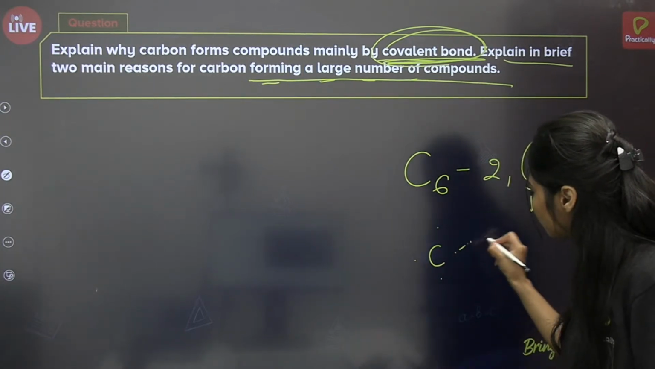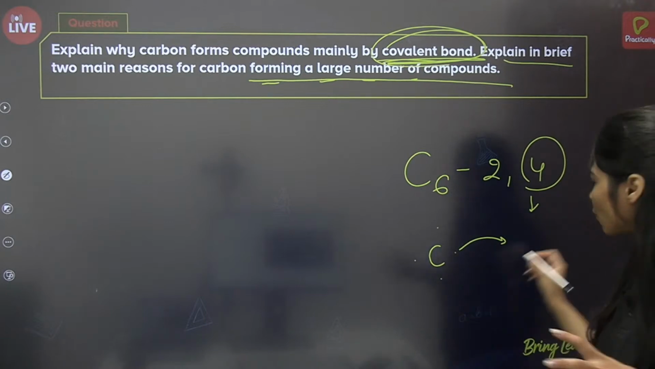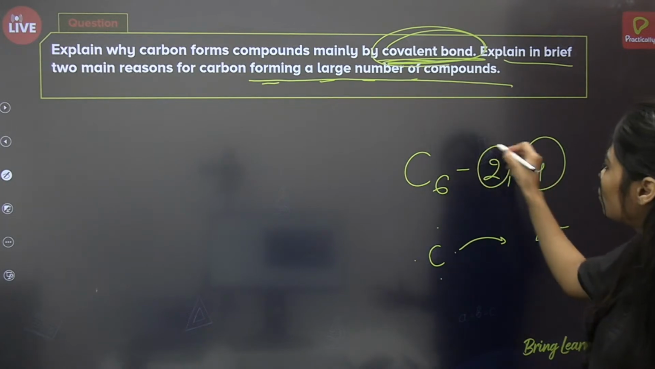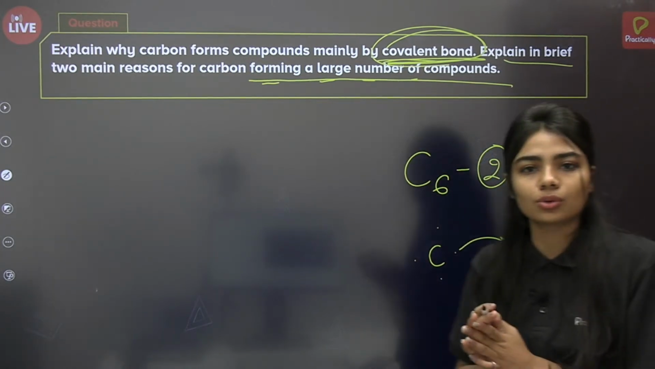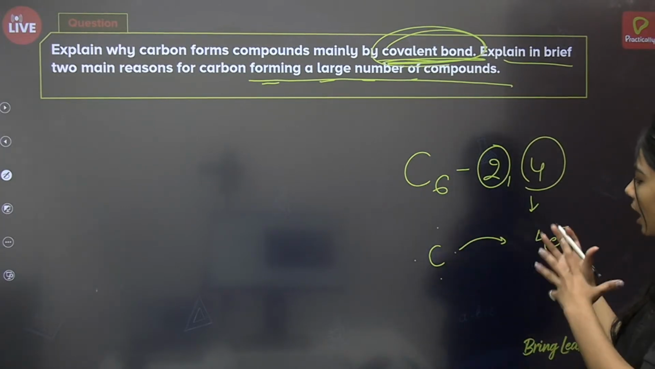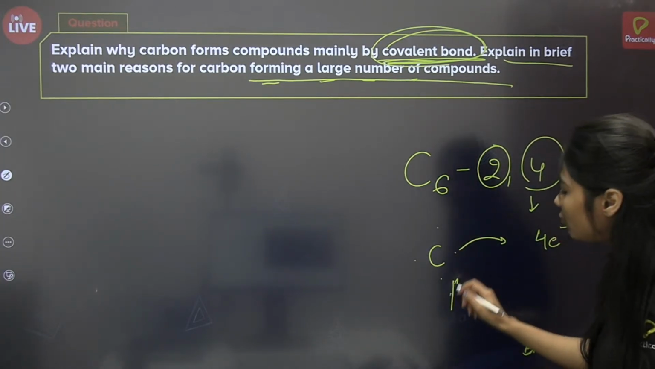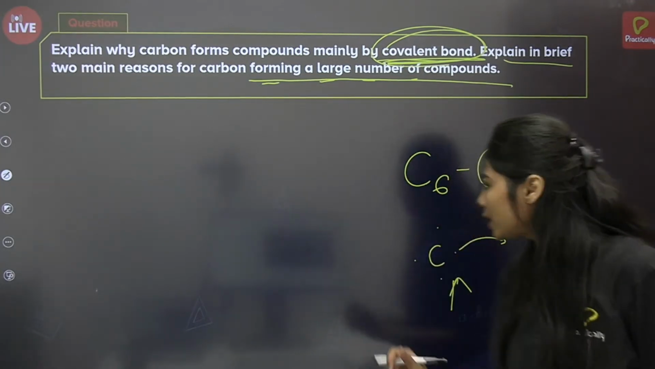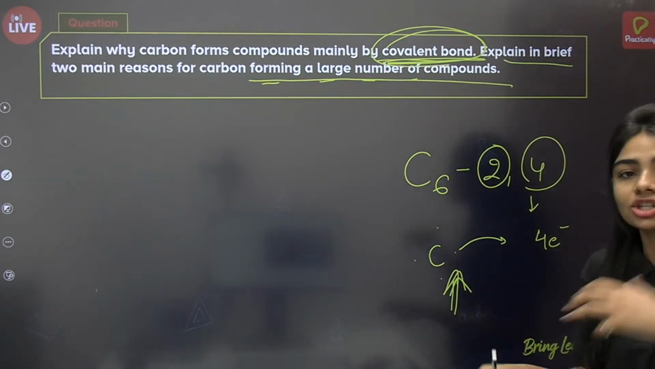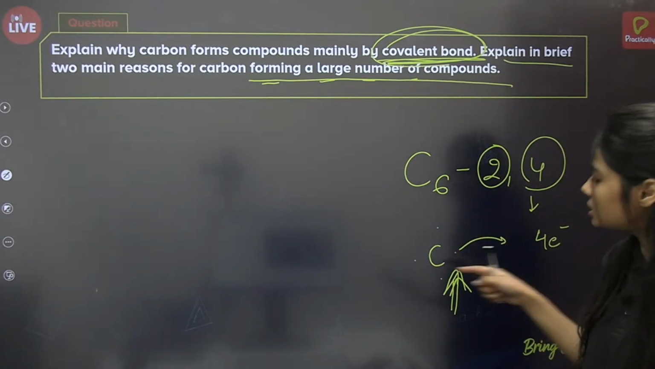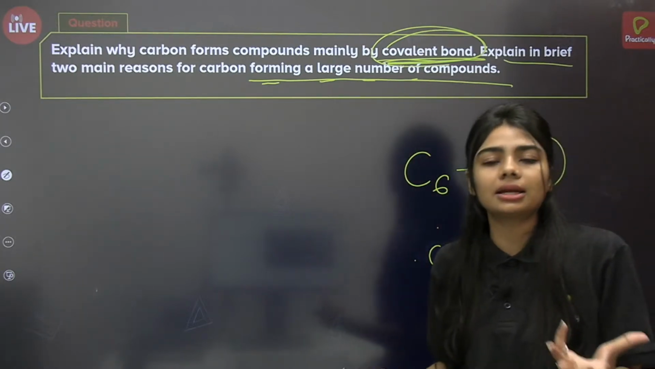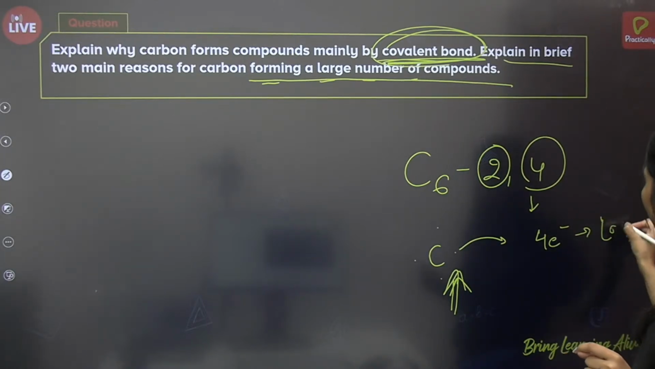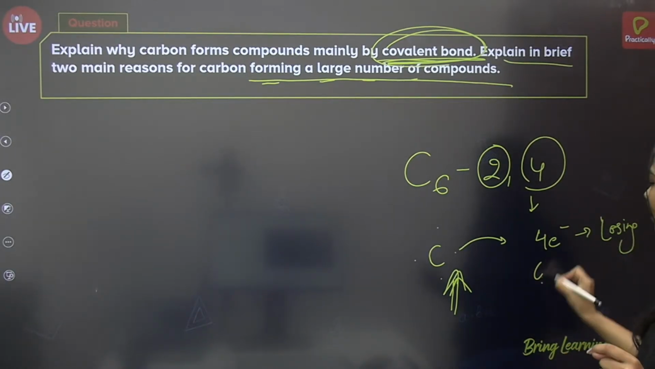Now, if this carbon donates these 4 electrons, then it will be left with only 2 electrons. But before transferring, you need to provide a very high amount of energy so that these 4 electrons can be lost. So, when you give such a high amount of energy to lose these 4 electrons, from where will you get that energy? First thing. Okay, but let's say this is about losing 4 electrons.